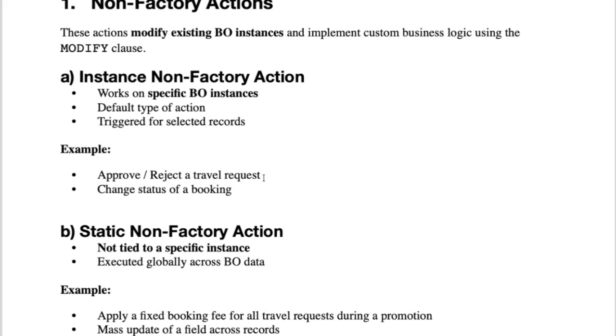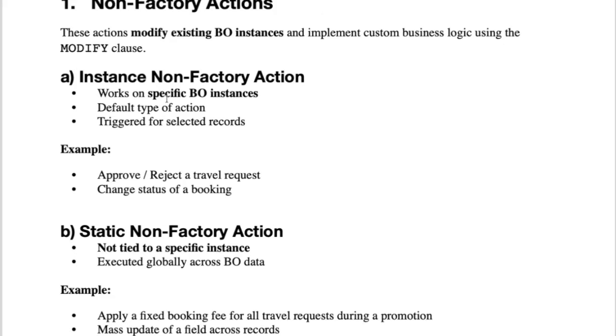Okay. So first of all, let's discuss the non-factory actions. Non-factory actions modify existing BO instances and implement custom business logic using the modify clause. Okay, so these non-factory actions are basically used for the updation of already existing business objects. We have two types of non-factory action. First is instance non-factory action. This non-factory action works on a specific type of instance.